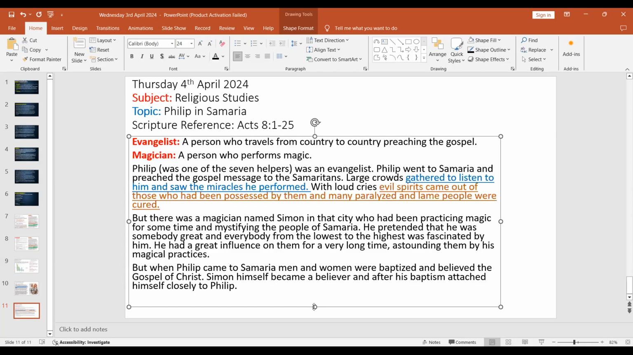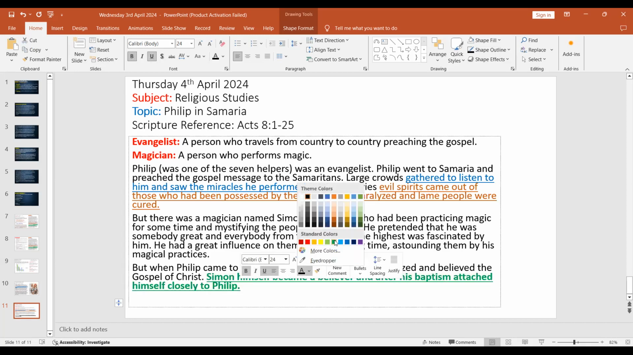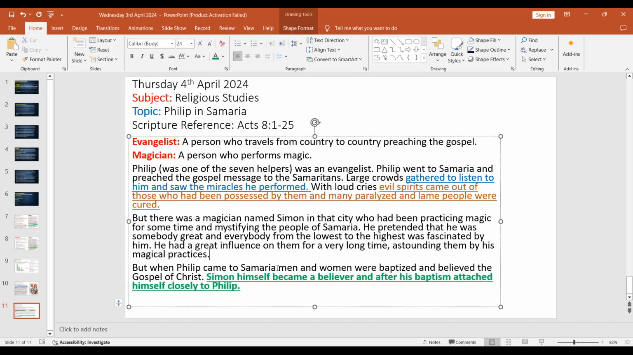So who also ended up being baptized by Philip? It says right there. Simon himself became a believer and was what? Baptized. All right. Do you all understand that? Let me know. Yes, sir. Okay, good. So Simon himself became a believer and after his baptism attached himself closely to Philip.